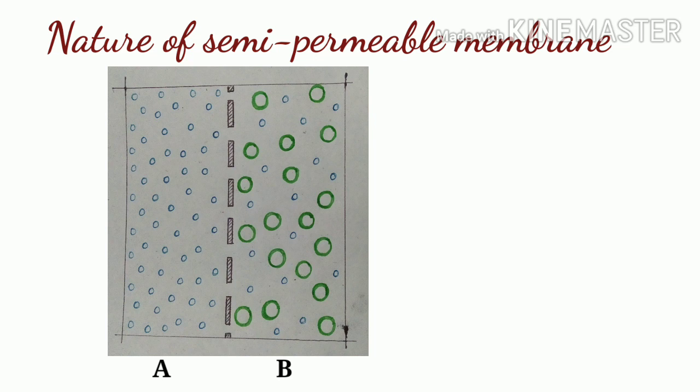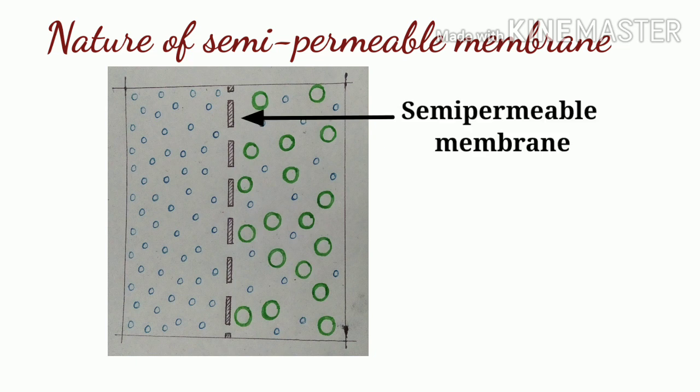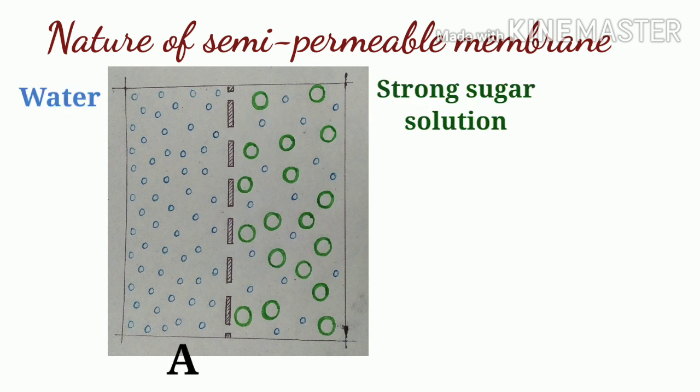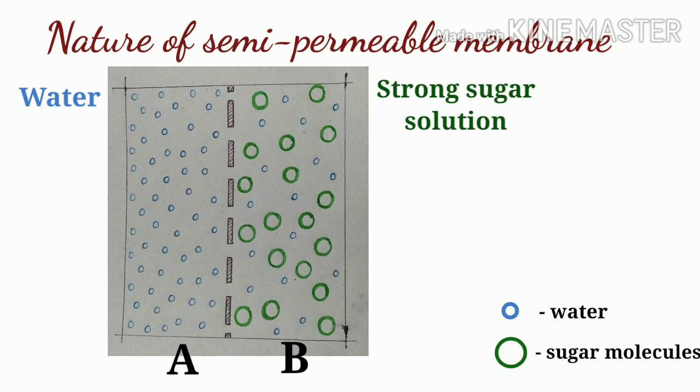Now, let's understand the nature of a semi-permeable membrane using this diagrammatic representation. The semi-permeable membrane lies between water on one side, that is side A, and a strong sugar solution on the other side, B. While the sugar solution has a higher concentration of sugar molecules, there are no sugar molecules in water. In other words, side A containing only water molecules is a dilute solution, whereas side B containing sugar solution is a concentrated solution.